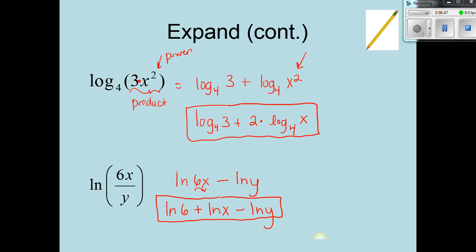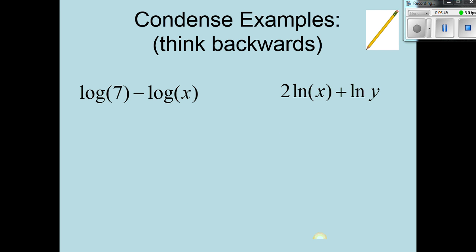Okay, now that we've expanded, let's see if we can go backwards and condense. So I have log base, if I don't have a base, it's base 10. And both of them are base 10. They have to have the same base in order for us to condense them and go backwards. So I have a subtraction, and subtraction means division. So 7 is my numerator, x is my denominator, and all together they would be in 1 log base 10.